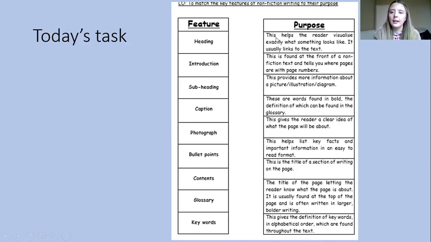For example, this helps the reader visualize exactly what something looks like. It usually links to the text. So we know something helps us visualize things, and that is a photograph. A photograph helps us visualize what we are reading. So that would match up the photograph. So you're going to match all these features up with the purpose. Now, if you don't have a printer, don't worry about it. You can just write numbers 1, 2, 3, 4, 5, 6, 7, 8, 9 down one side and 1 to 9 down this side, and you can match them up that way.